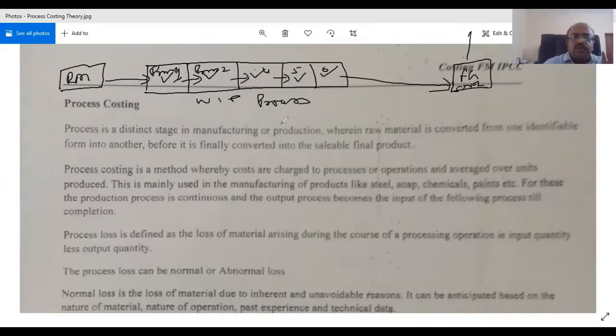This is the main thing. Now, the complication starts if there is finished goods. If this is finished, then it goes as complete to this. But there might be some WIP. There may be abnormal loss. There may be normal loss. So this is where you need to be concentrating. But concept wise, it is very simple the way I have explained.